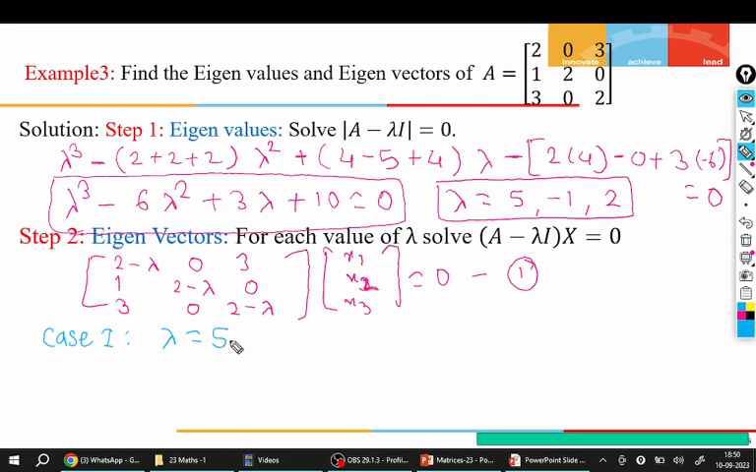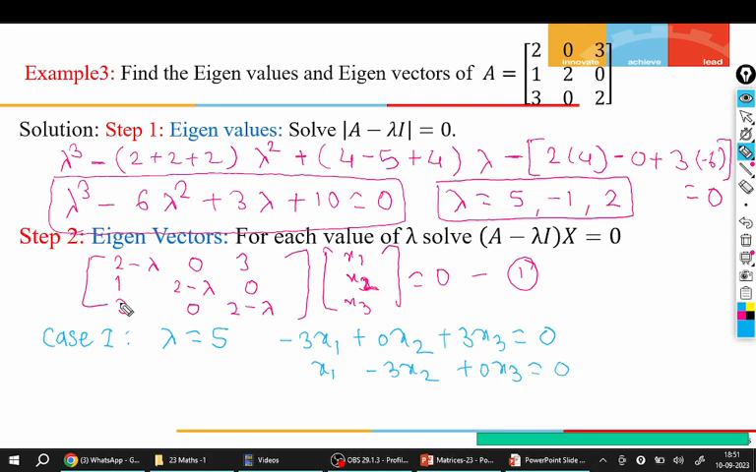So the first equation for lambda equal to 5 is: 2 minus 5 is minus 3, so minus 3x1, 0x2 and 3x3. The second equation is x1, 2 minus 5 is minus 3, minus 3x2 and 0x3 equal to 0.